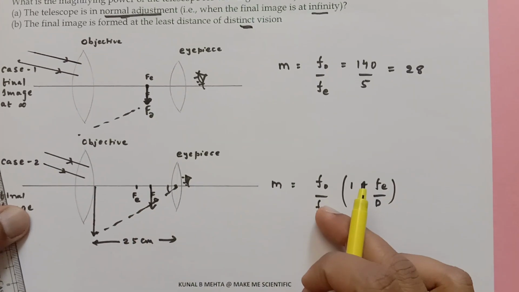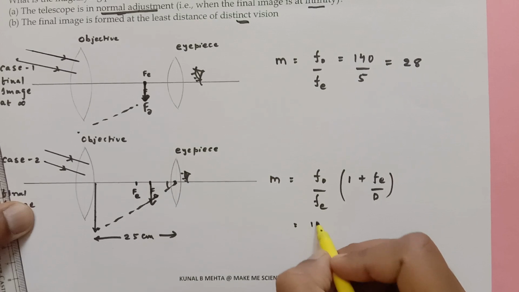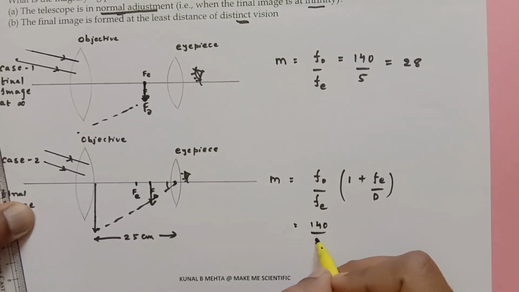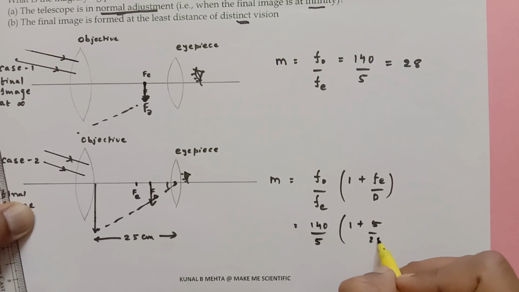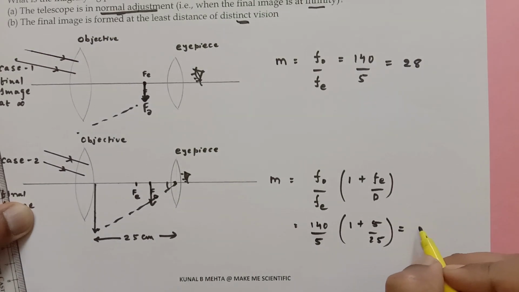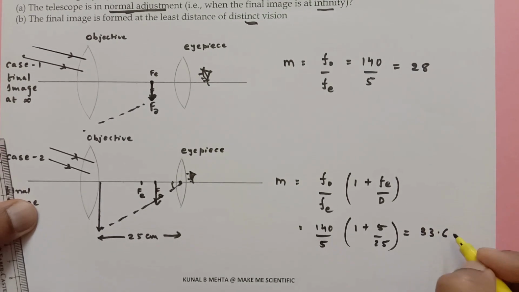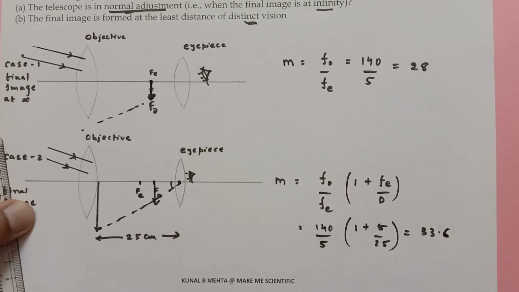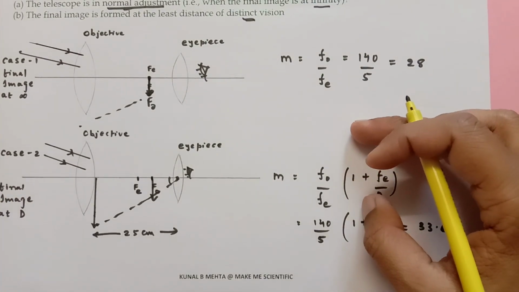For that the formula is this one. So if you substitute the values, you will get 140 upon 5, times 1 plus 5 upon 25, and if you solve this, you get 33.6. So no unit, because this is the ratio of the actual angles.